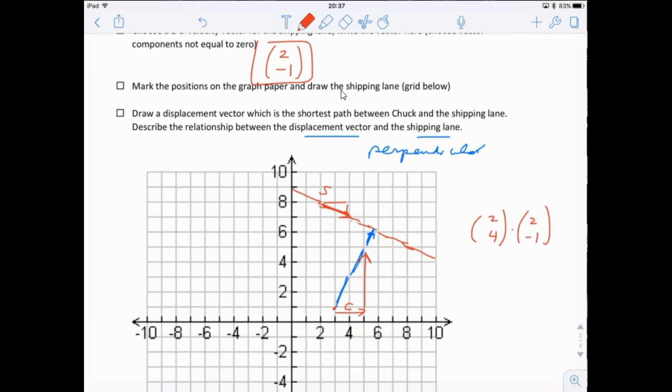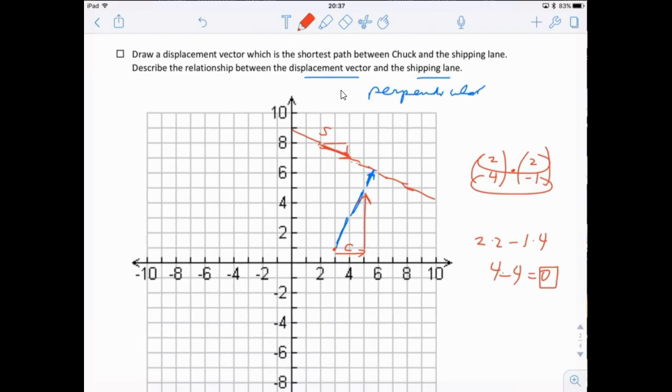Okay? Let's see if the 2, 4 vector is perpendicular to the 2, negative 1 vector. How are we going to do that? We're going to do the scalar product, which we signify with a dot there. We multiply the x's together, we multiply the y's together. We're going to get 2 times 2 minus 1 times 4, and that's going to equal 4 minus 4. And guess what? That's equal to 0. So yes, we have confirmed that the blue vector that we've sketched here is indeed perpendicular to the shipping lane vector, which is in red. Okay, how did we do that? We took the shipping lane vector, which is 2, negative 1, and we did a dot product or a scalar product with 2, 4, which is the Chuck displacement vector, and we found that the scalar product was 0, which means that they are perpendicular.